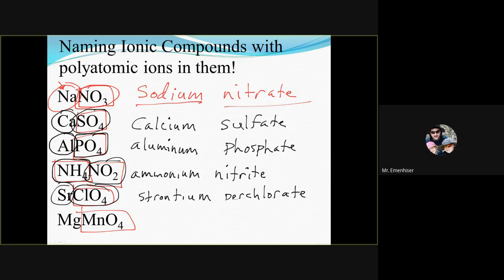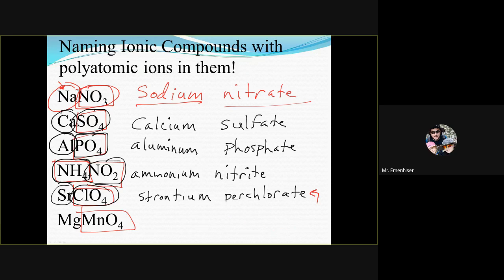But notice that even if we have 2 of those, let me rewrite this so y'all can see it. Let me do it in red. So if I write Sr(ClO4)2, its name is still strontium perchlorate. The 2 is not indicated in the name, and that's very important to understand. Later, when we do molecules, we will indicate the number, but not at this point.